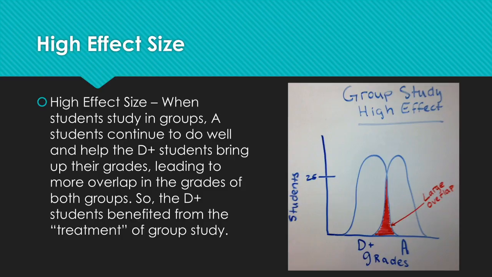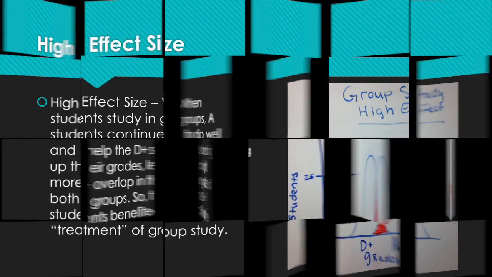If there is a high effect size, A students will continue to do well, while D plus students will begin to improve their grades if the two groups study together. This will lead to a larger overlap of the averages of the two groups.